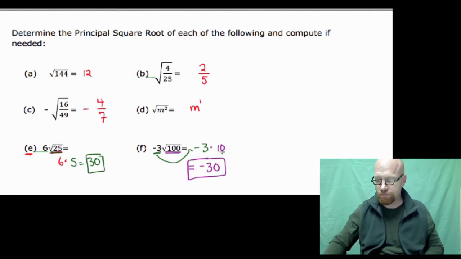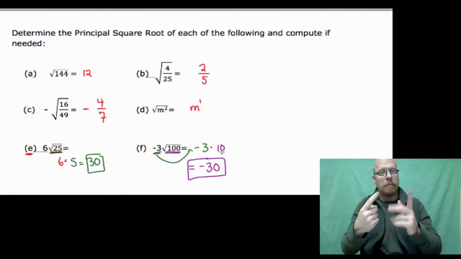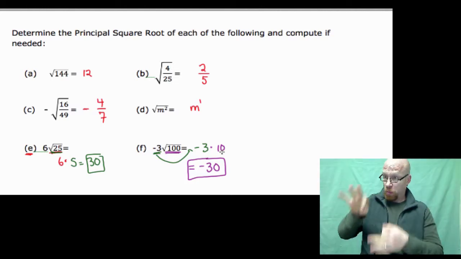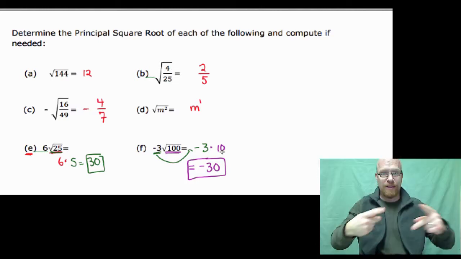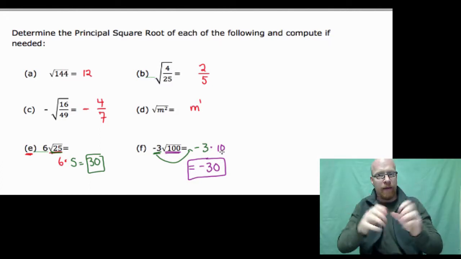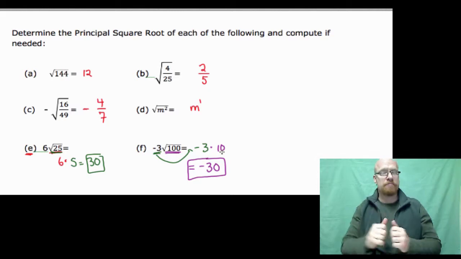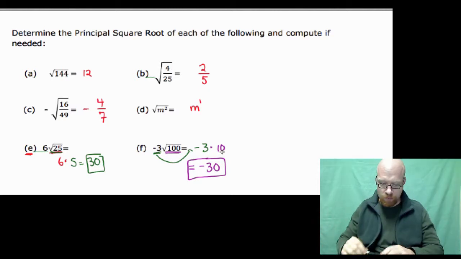Okay, in these last two examples, sometimes we have a number times a square root symbol, like 6 times square root of 25. If 25 is a perfect square, we would take 6 times the answer, 6 times 5. And like we have negative 3 times 10, negative 30. Let's move on.